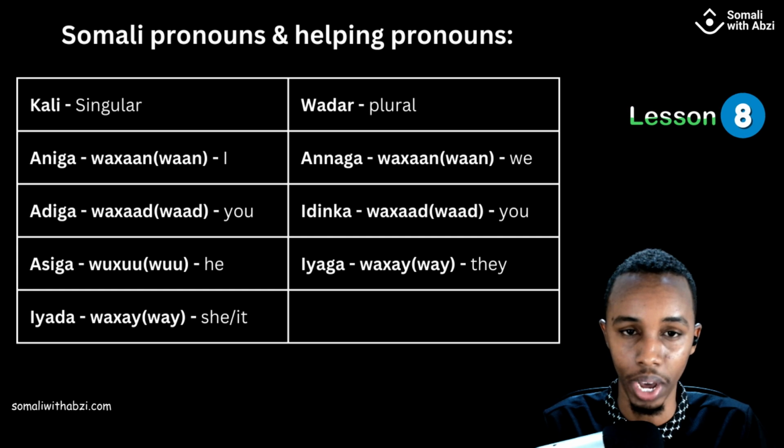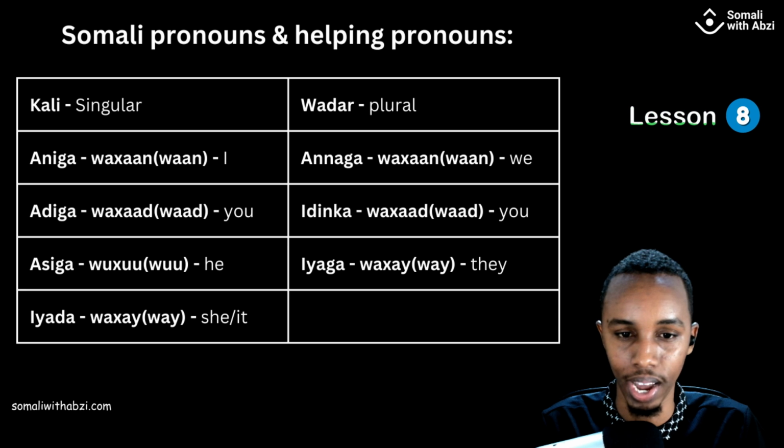All right, so aniga is I in Somali. We also use it as an object, so we also mean me. And then waxaan and waan. Waxaan we use when we're going to make a complete sentence. For example, you're going to say, maybe I am helping mom. So you're going to say, waxaan caawinayaa hooyo.